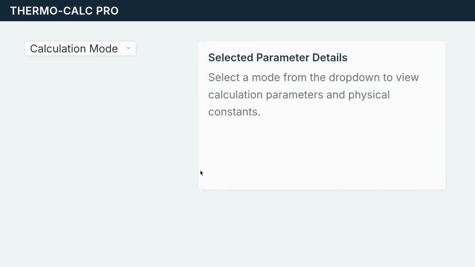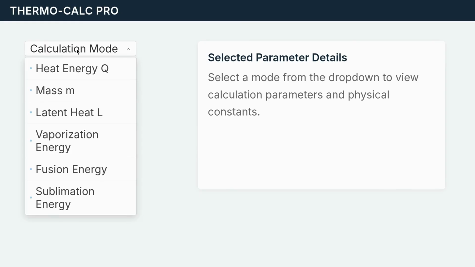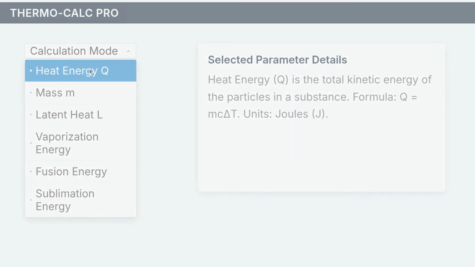The Latent Heat Interactive Calculator solves heat energy problems during phase changes in materials. Let's start with the calculation mode dropdown. You can calculate heat energy Q, mass M, latent heat L, vaporization energy, fusion energy, or sublimation energy. For this demo, I'm using Calculate Heat Energy Q.